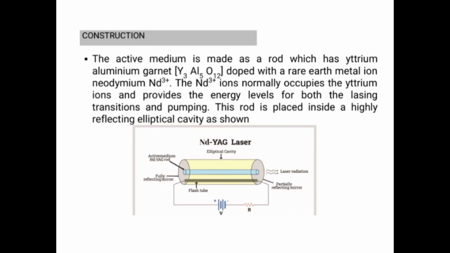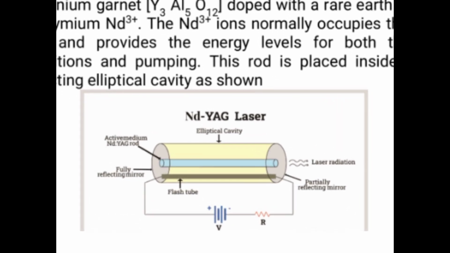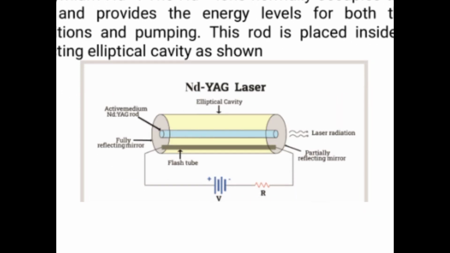The figure shows where the reflective mirrors are placed. One is a fully reflecting mirror, on the left side, and another one is a partially reflecting mirror, on the right side. The laser radiation, that is the output of the laser, comes out from the partially reflecting mirror only. There is a flash tube as well.